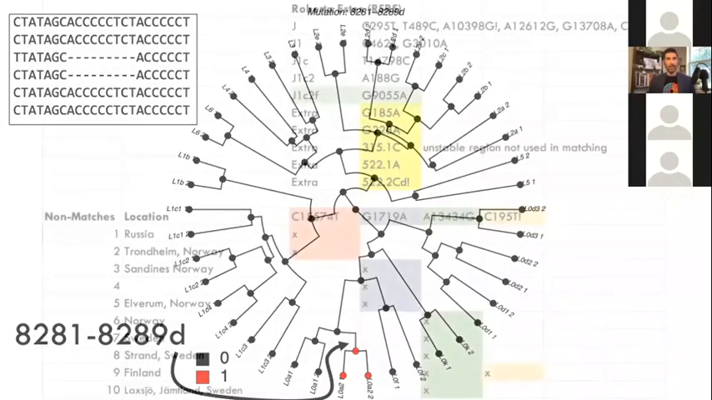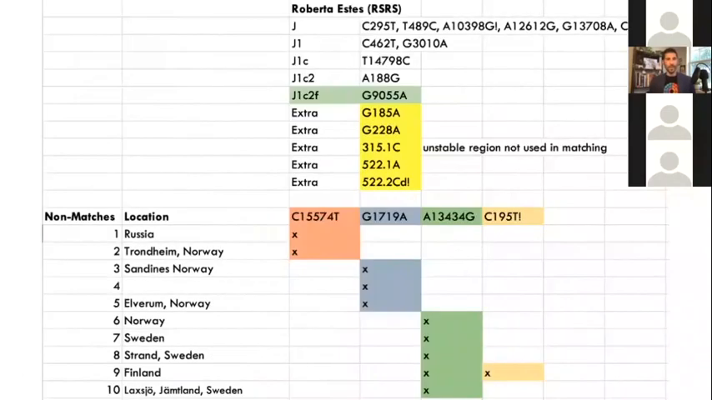Roberta is going to talk more about genealogy later, but she has this fantastic example where she's looked at her own private mutations, which are shown in yellow at the top. So those are what are called extra mutations, which means they're private to her. They're not on the tree. So below that, she has people who match her, but have a genetic distance of more than 0. So they have some mutations that are not shared.